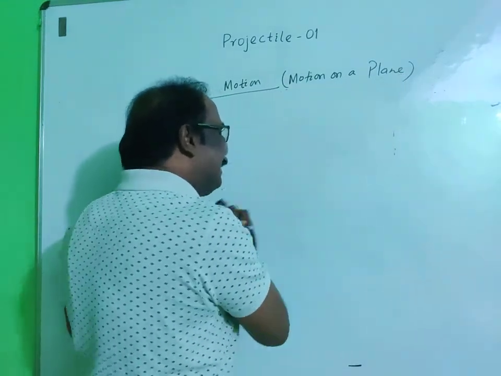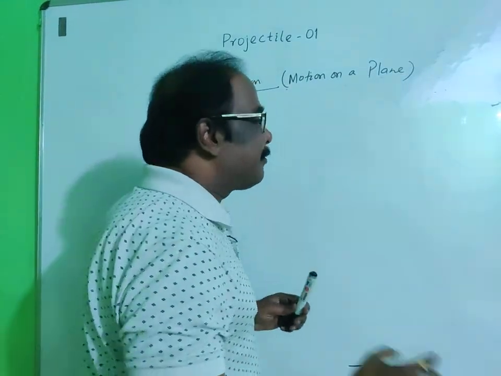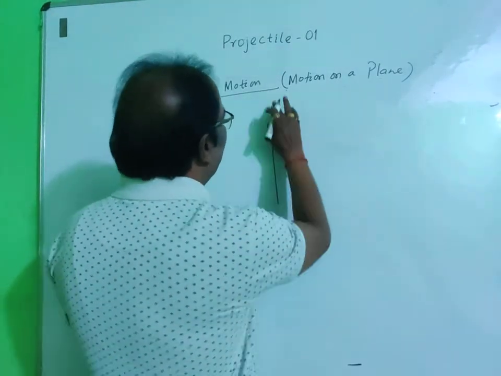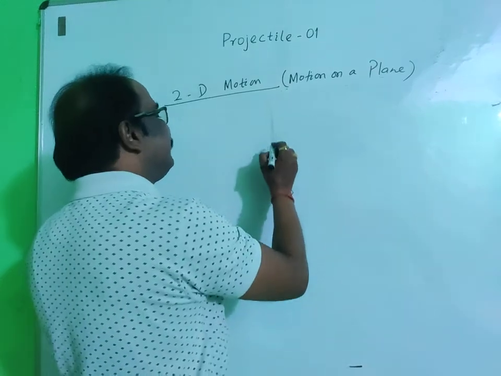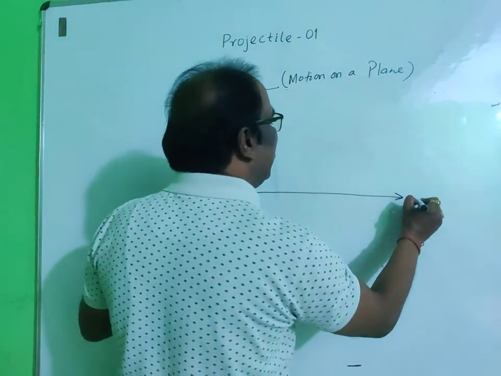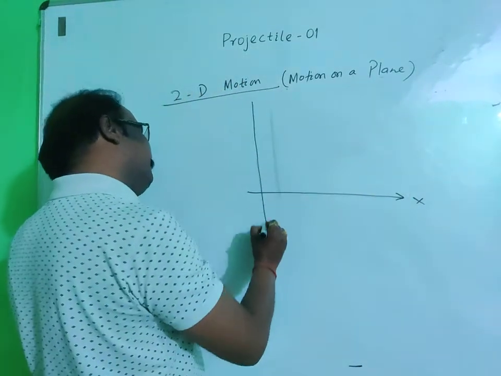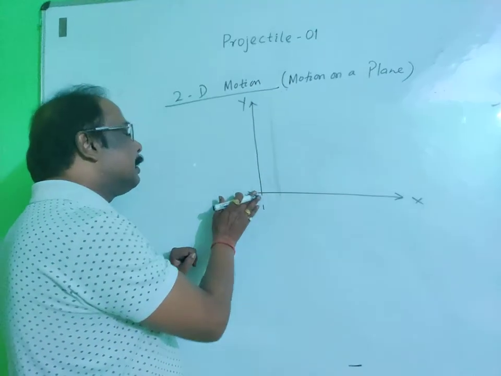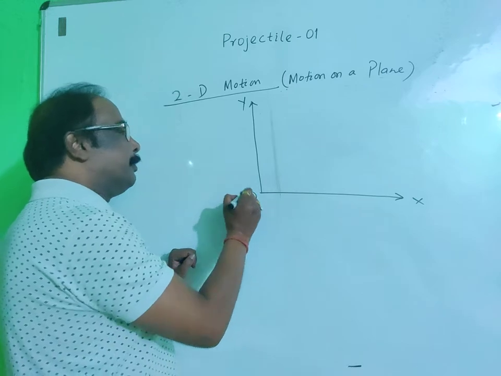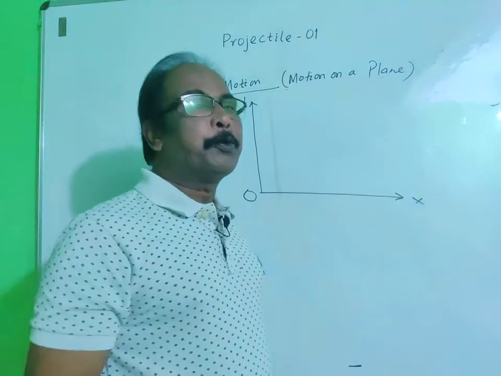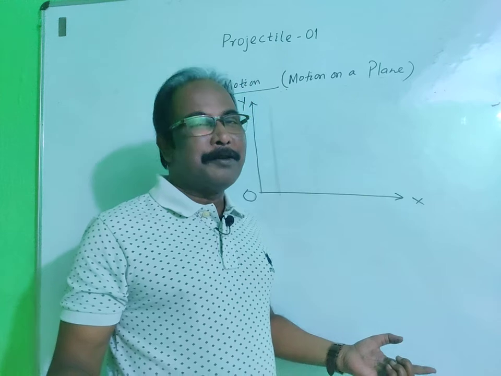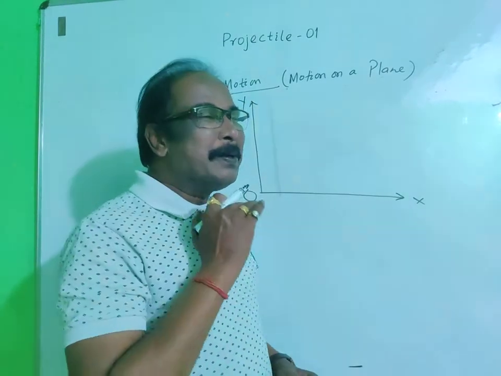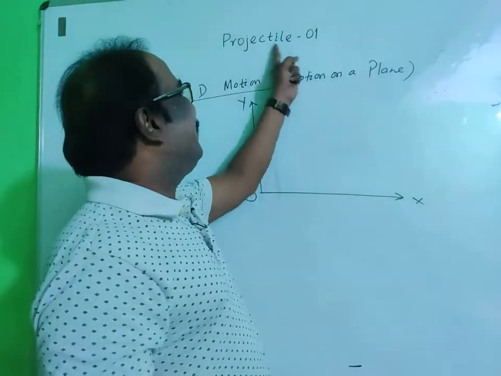So motion on a plane, suppose we are considering motion in any one of the planes. Let's consider a generalized discussion. A particle is moving on the xy plane. This is the x-axis, this is the y-axis, and this is the origin. A particle moving in the xy plane is called two-dimensional motion, motion on a plane.